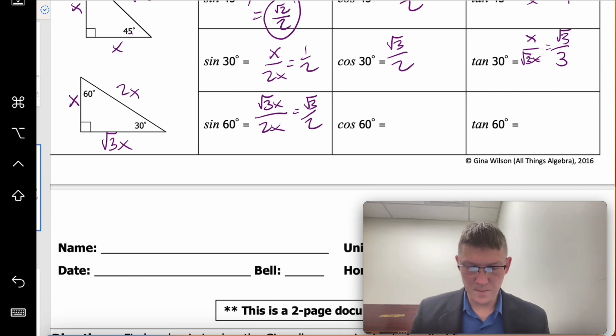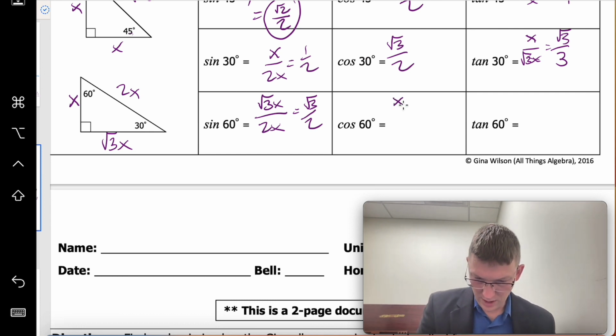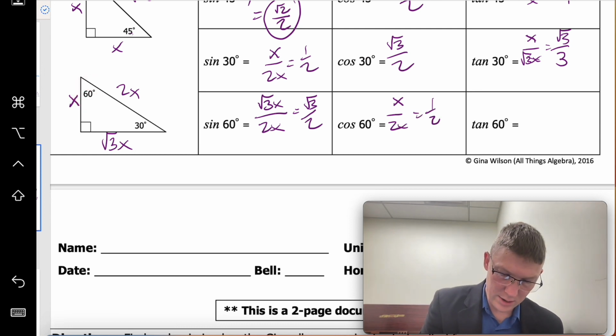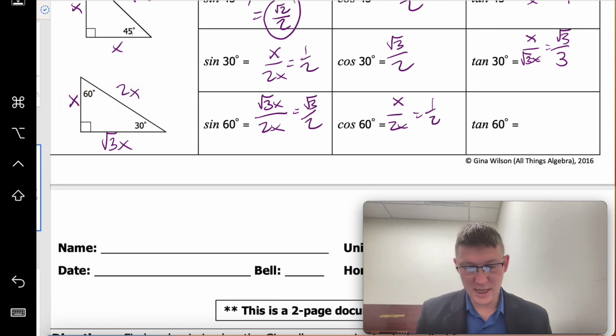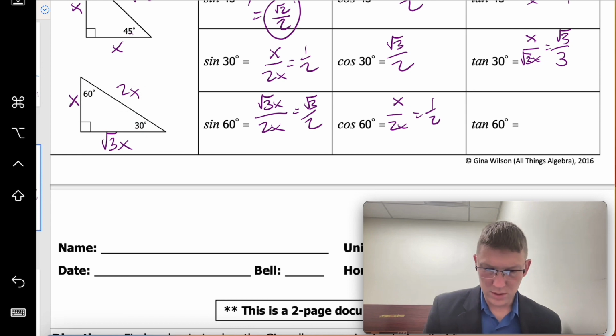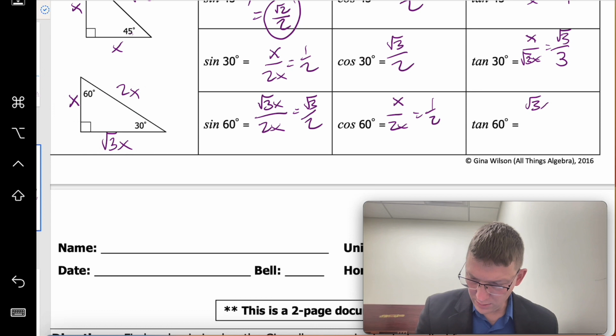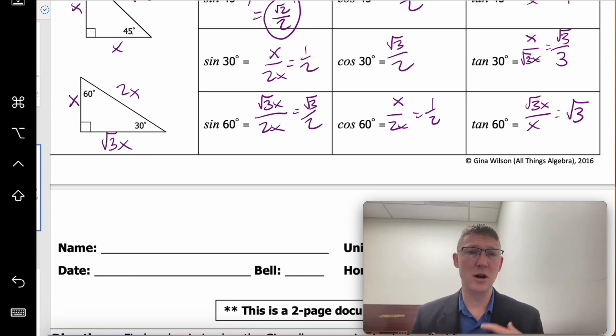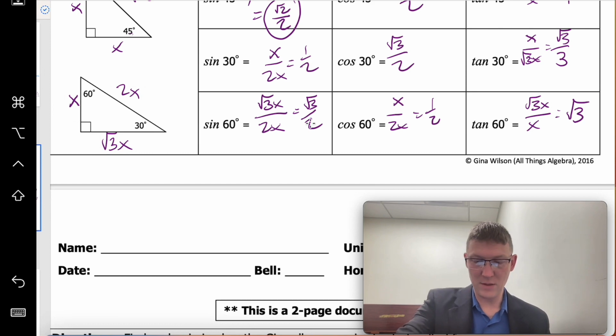Cosine of 60 is going to be x over 2x equals 1/2. So again, cosine, I'm looking here, adjacent over hypotenuse. Tangent of 60 is going to be opposite over hypotenuse. No, it's going to be opposite over adjacent. So we got square root of 3x over x, which is just square root of 3. So these are relationships that are going to pop up over and over and over again. So get used to figuring them out.